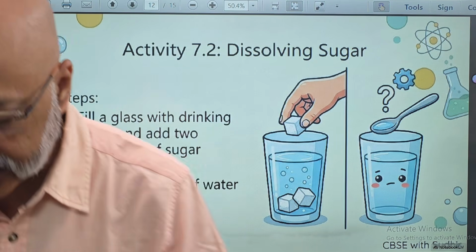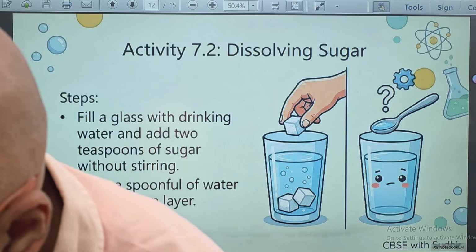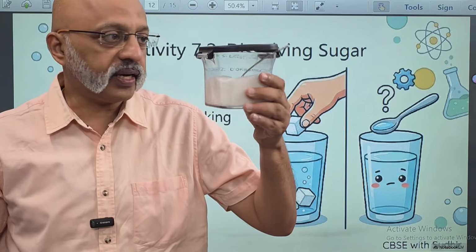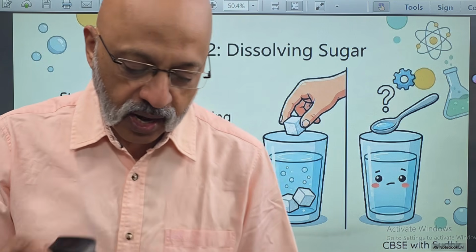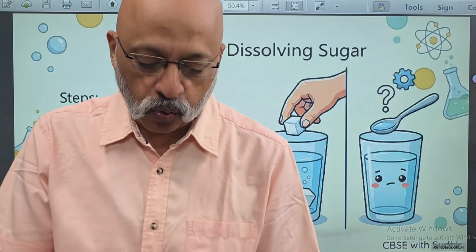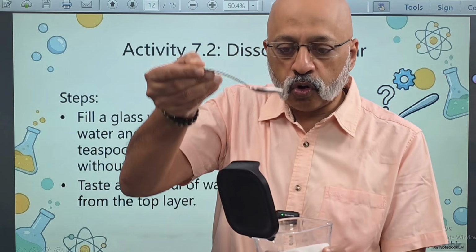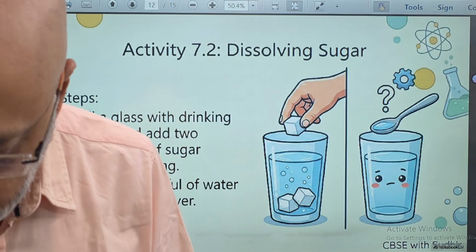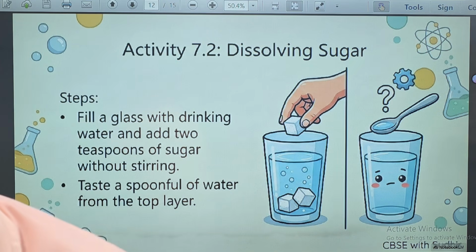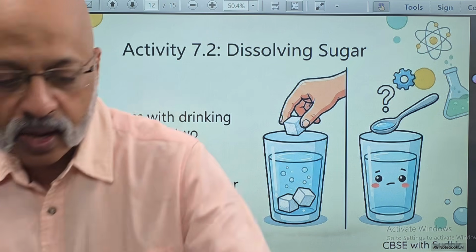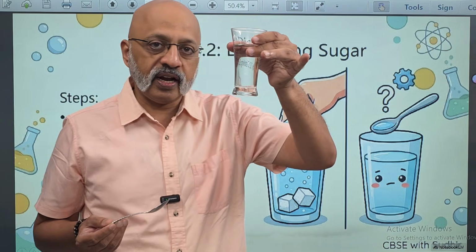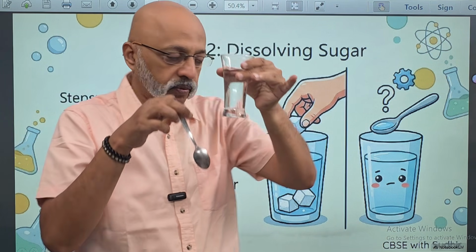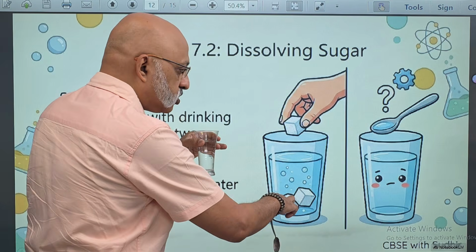Now what I'm going to do next is to take some sugar. This is the can of sugar that I have collected from my kitchen. Now I'm going to take a spoon. I take a spoon of sugar like this and I put it into the water. Now I don't think you can see it clearly in the camera, but all the sugar has got deposited at the bottom, right? The sugar has got deposited at the bottom.